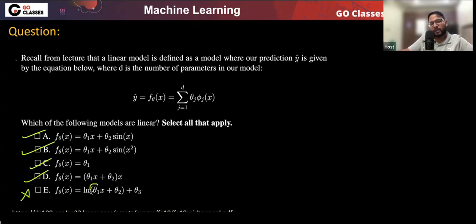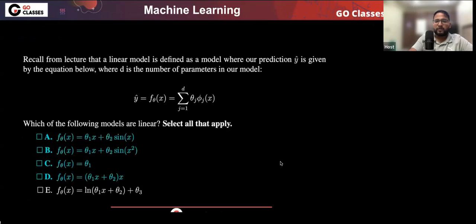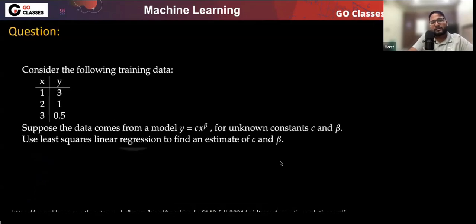This is not linear in theta 1 in the sense that it is not theta 1 into something, right? So theta 1 is inside some function. You can't write theta 1 into something. Okay. So A, B, C, D, right? Great. Now let's just see this.